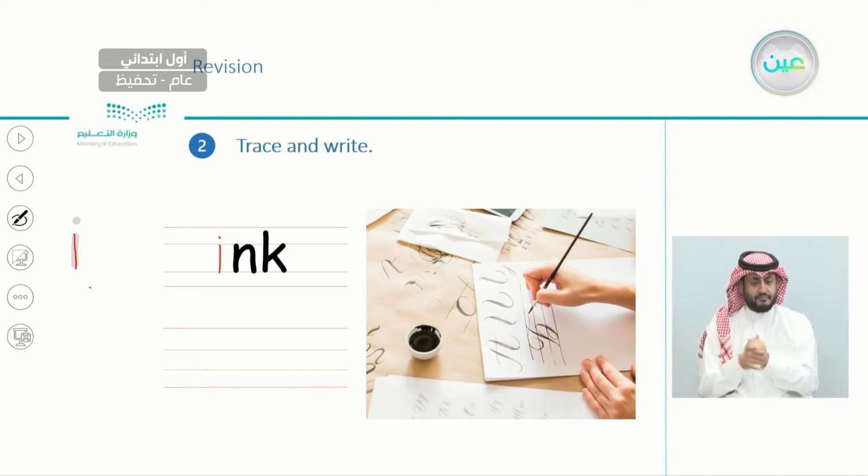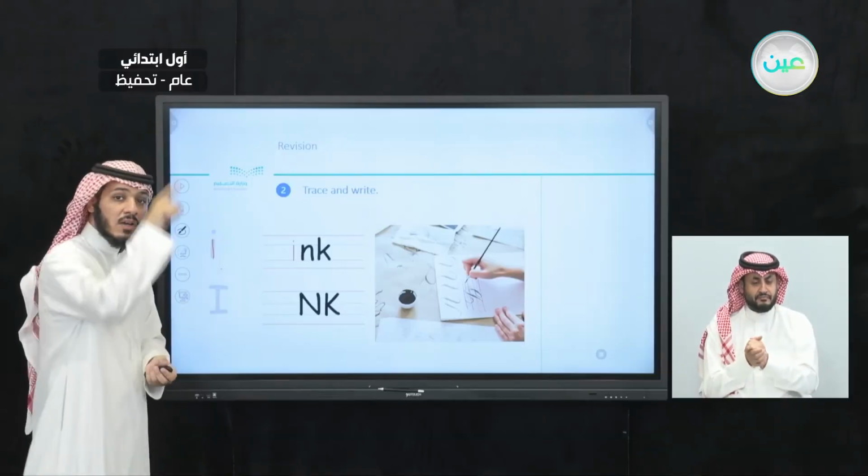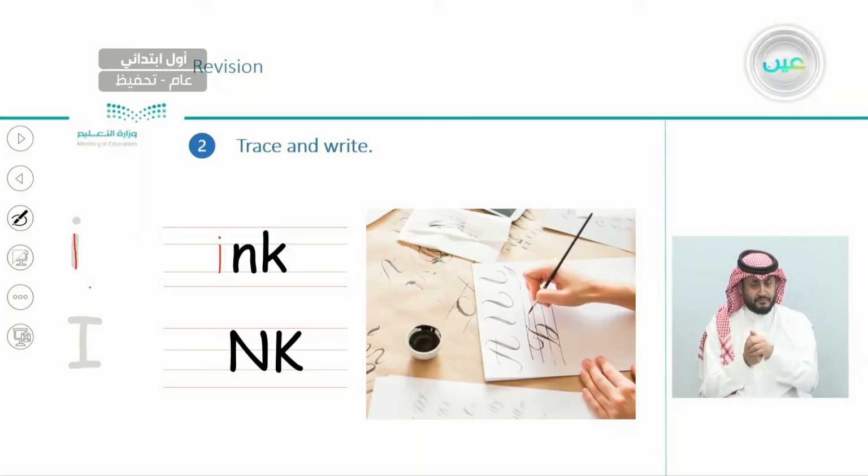After that we have ink, but now in capital form. So this is I in capital form. Start from up to down like this, and 2 small lines like this.